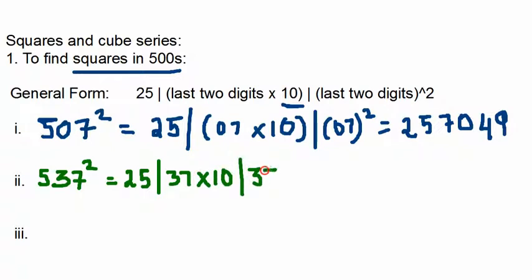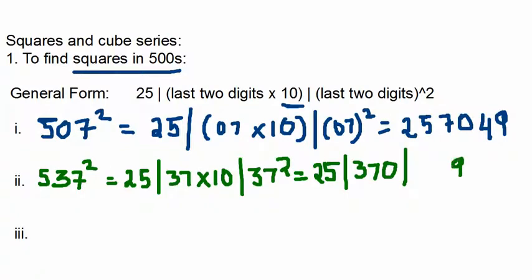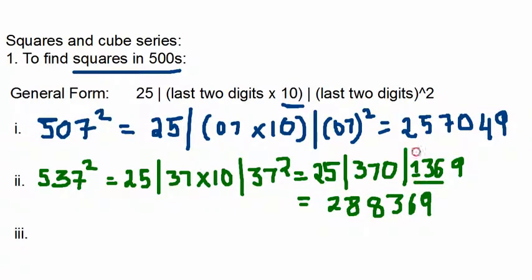So for 537 square, once again similarly 25, take a pause, take the last two digits and multiply with 10, and finally square the last two digits. We get the answer as 25, 370, and 37 square is nothing but a number ending with 7. We have already seen the shortcut method for that one. We get the answer as 1369. So we just move the carryovers to the left hand side. We get the answer as 288369.